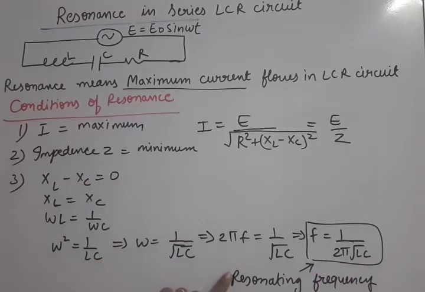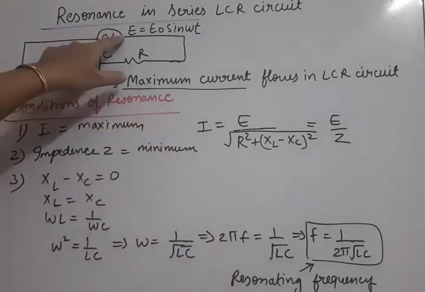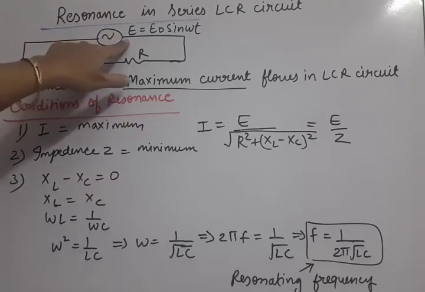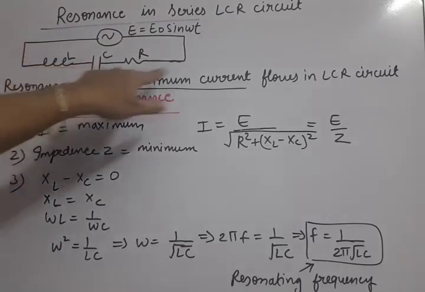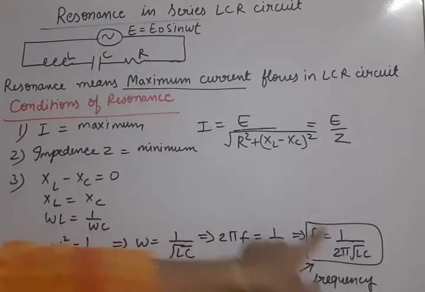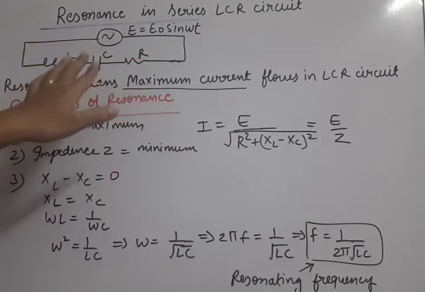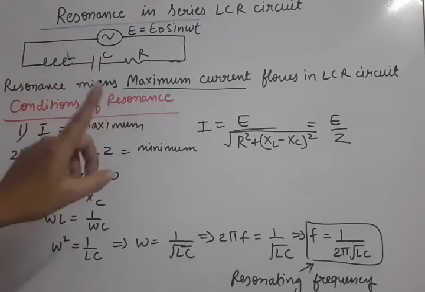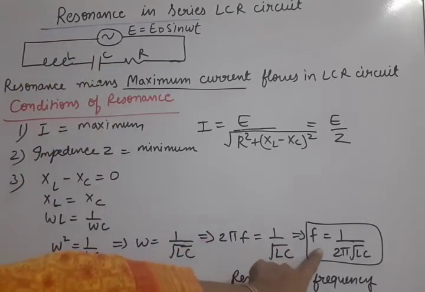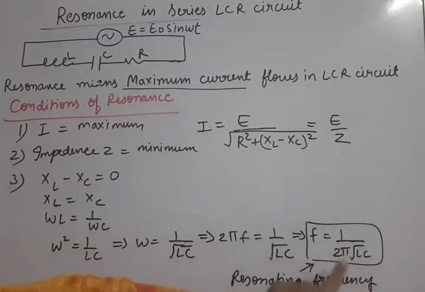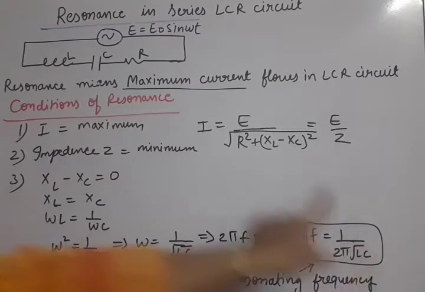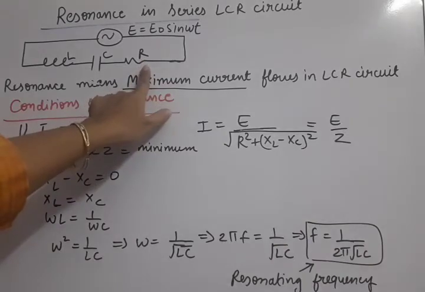We can call it the resonating frequency. That means, who supplies the frequency? This voltage supply. So if this supply delivers the frequency in the circuit equal to this amount, then the circuit will obviously give maximum current. That means the circuit has come into resonance. So what you have to remember is that the resonating frequency formula is 1 upon 2 pi root LC. It only depends upon L and C. It does not depend upon R, the resistance of the circuit.